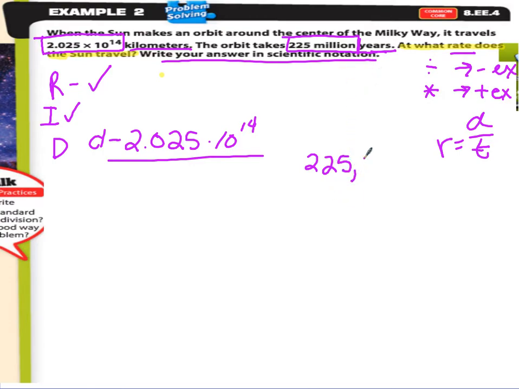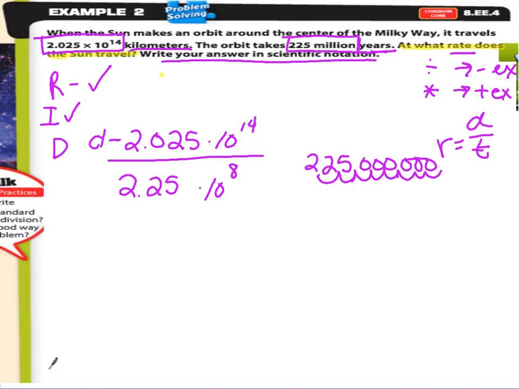So 225 million means I have to have 6 zeros after it. In order to write this in scientific notation, my decimal has to go between the 2's, and that means that the exponent is 1, 2, 3, 4, 5, 6, 7, 8. So my exponent is going to be 8, so this is 10 to the 8th power. And then this is 2.25.